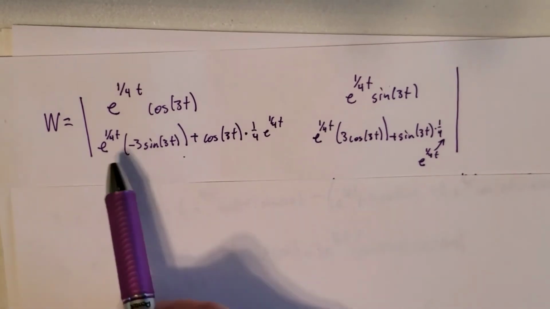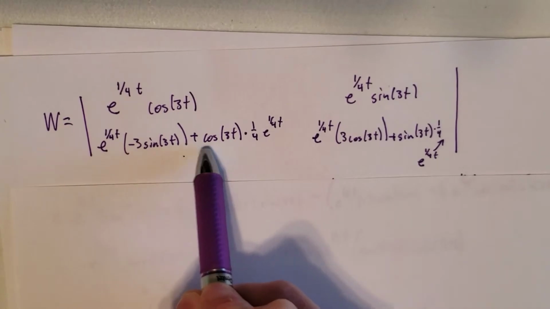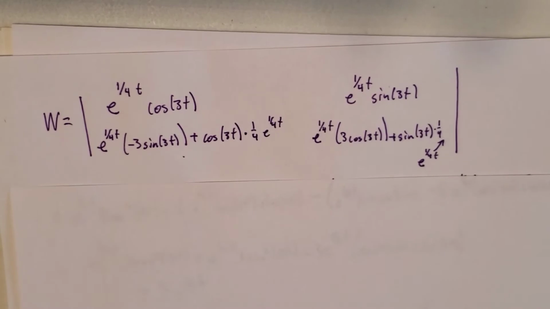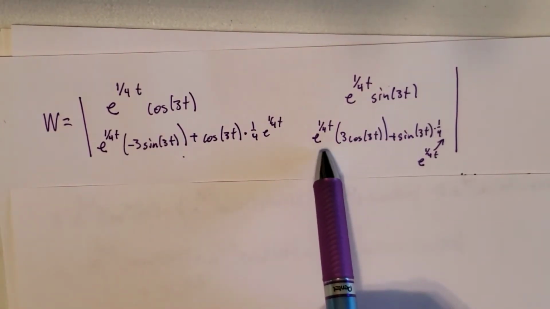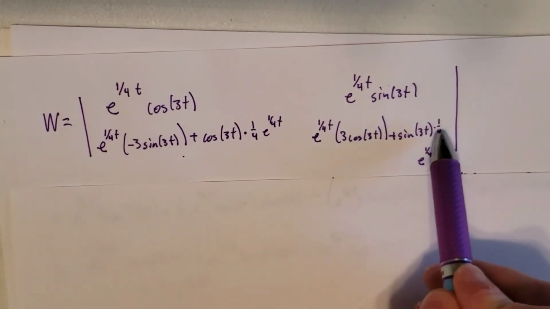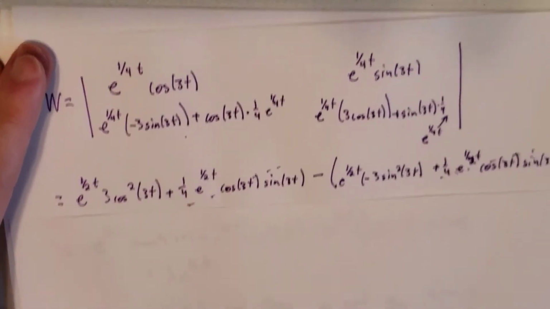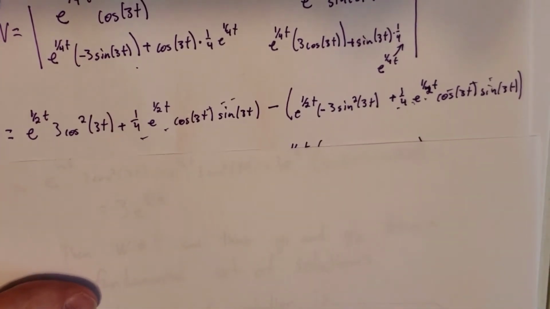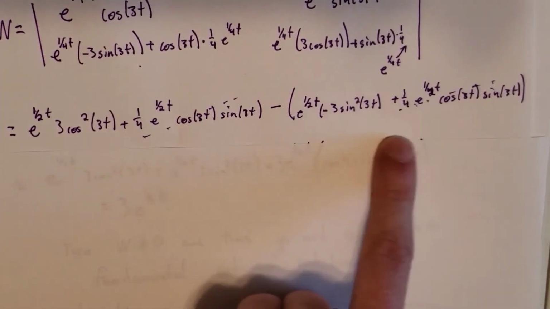Just to make sure that y'all can read that, it's e to the 1/4 t times -3 sine of 3t plus cosine of 3t times 1/4 e to the 1/4 t. Right? We do the product rule. We do the product rule again here for the second one, for y2 prime. And that is e to the 1/4 t times 3 cosine of 3t plus sine of 3t times 1/4 e to the 1/4 t. We calculate that determinant. That is written out here. That gets a bit lengthy, but I suggest that you can go ahead and calculate that on your own as well, but it's written out here.